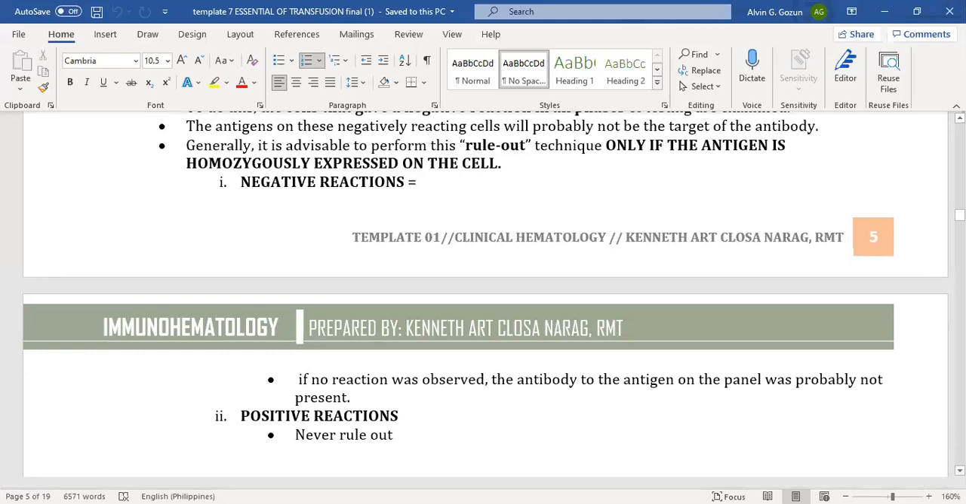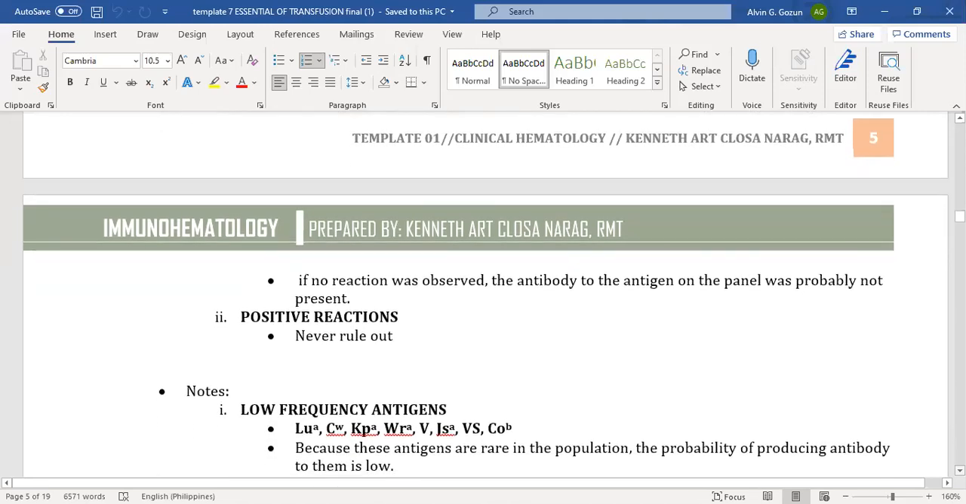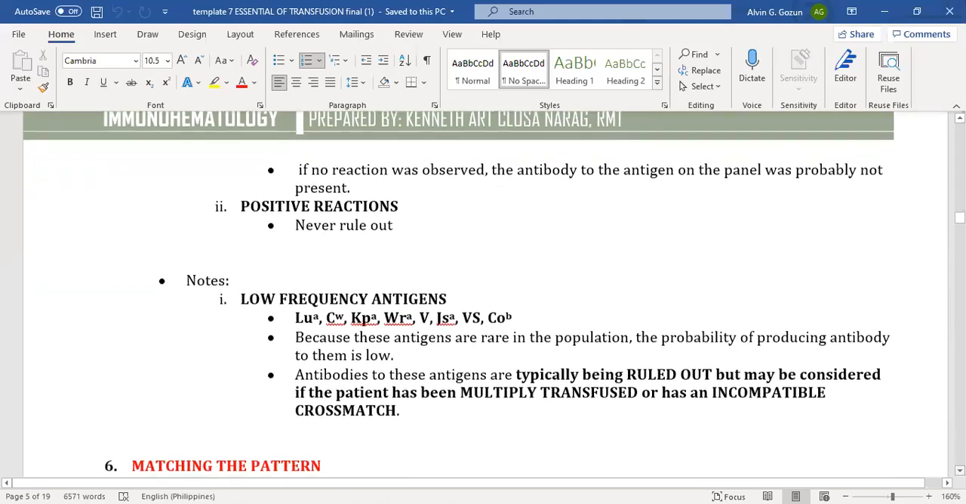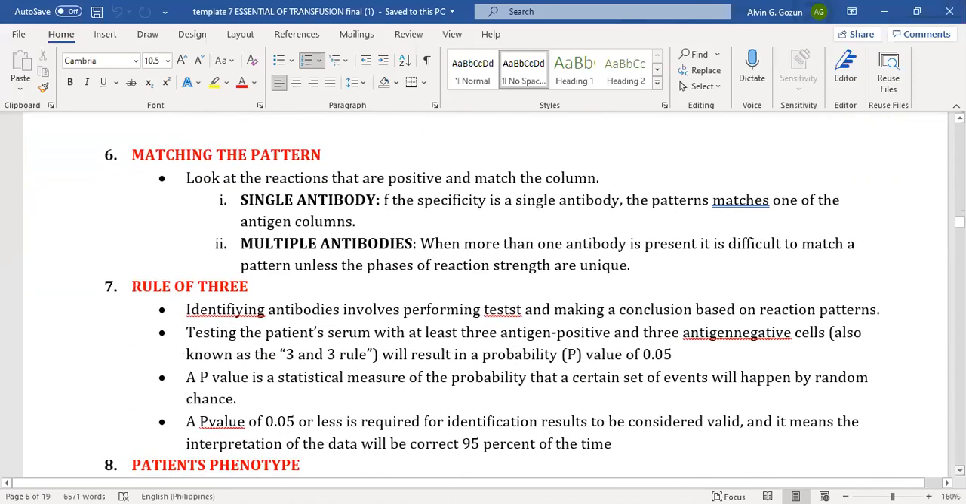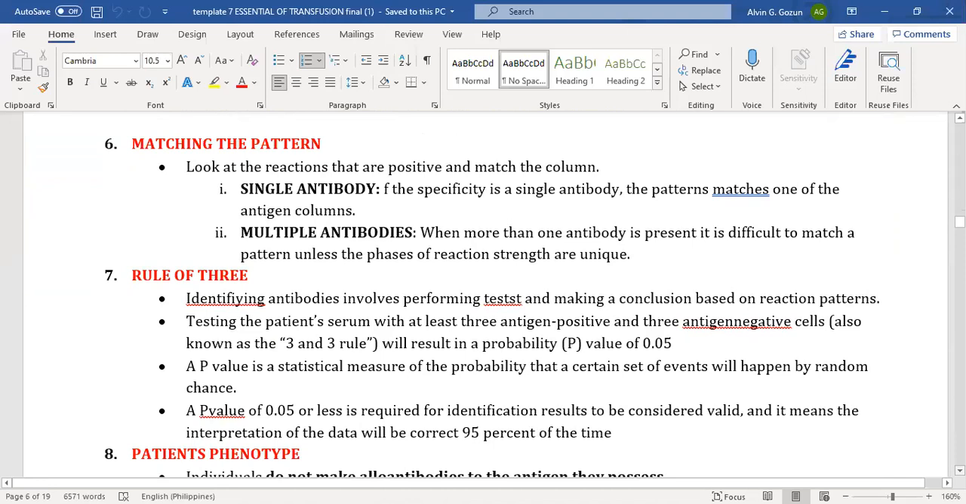Positive reactions never rule out. Alam niyo yan, di ba? So here are examples of low frequency antigens. Okay. Next, imamatch na natin yung pattern. Look at the reactions that are positive and match the column. So number 1, single antibody. If the specificity is a single antibody, the pattern matches one of the antigen columns.